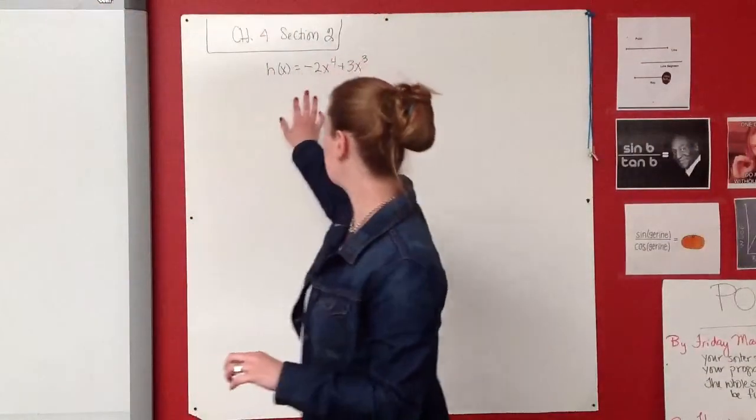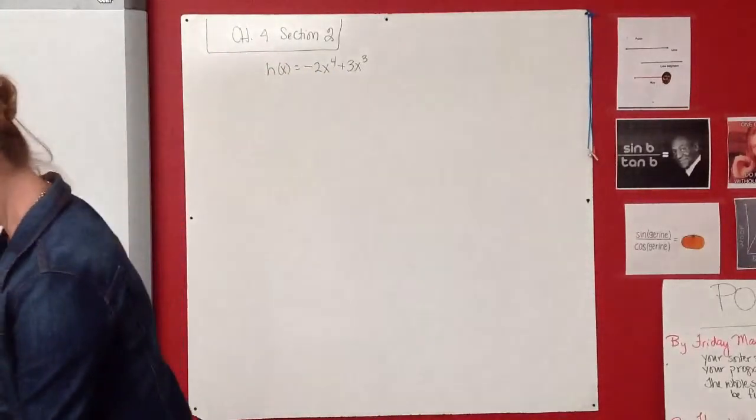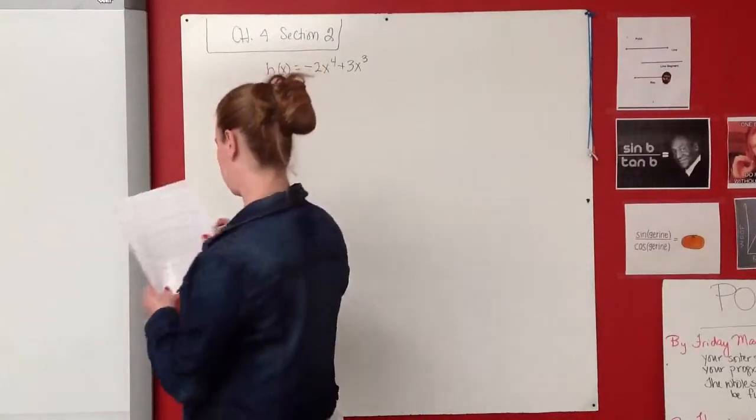Alright guys, as a continuation of the example we just started, we're on step 4 in terms of graphing this polynomial. So the next step would be to determine the y-intercept.